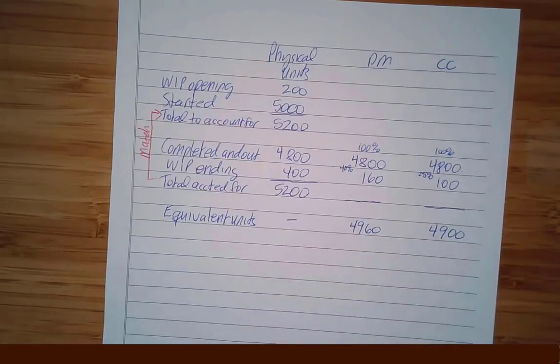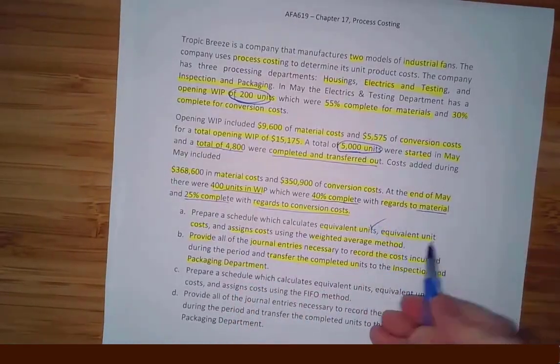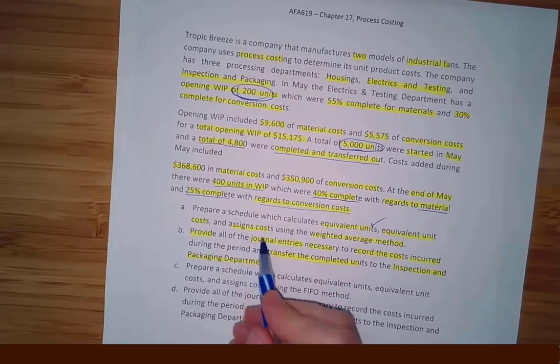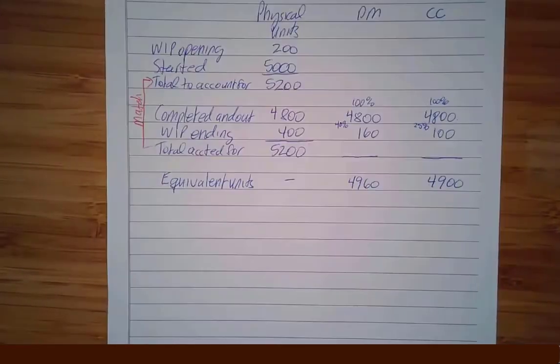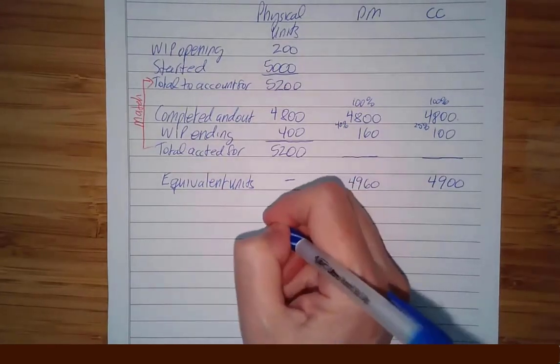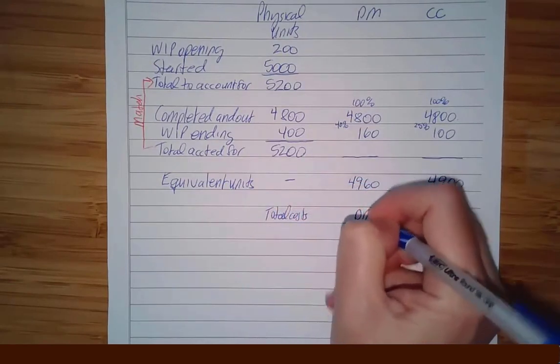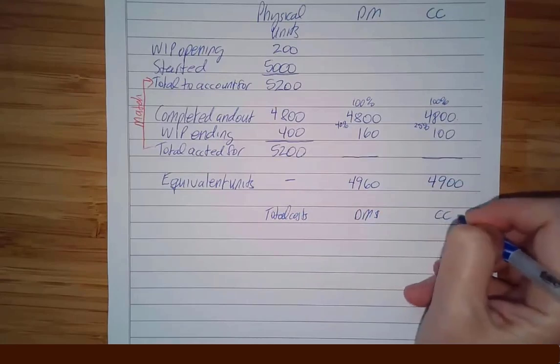So now the question becomes, how can we determine the costs? We've got the equivalent units. So we've completed this. We've got a schedule to calculate the equivalent units. But I need the equivalent unit costs, and I need to assign the costs using weighted average. So now what I have to do is I have to calculate what is the cost of each equivalent unit. And in order to do that, I have to look at the total costs. So I'm going to look at total costs. I'm going to look at direct material costs and conversion costs.